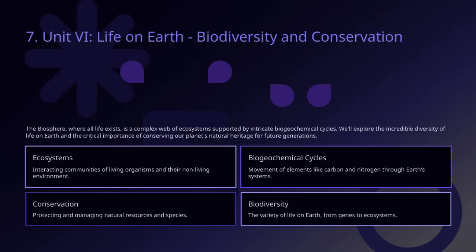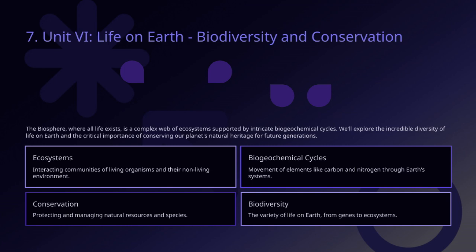Let's take a closer look at the incredible variety of life on Earth, from tiny genes to vast ecosystems. Biodiversity is the term we use to describe this rich diversity, and it's essential for maintaining the health of our planet. Moving on, we have biogeochemical cycles, which are the natural processes that move elements like carbon and nitrogen through Earth systems. These cycles are vital for supporting life and keeping our environment balanced. Next, conservation is all about protecting and managing our natural resources and the species that depend on them. It's a crucial step in ensuring that future generations can enjoy the richness of our planet.